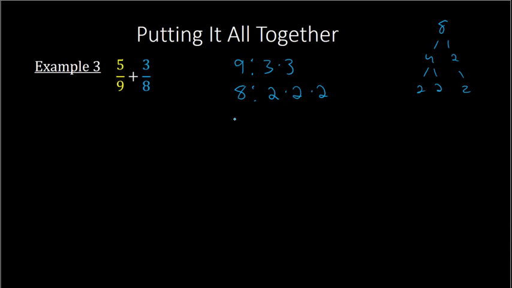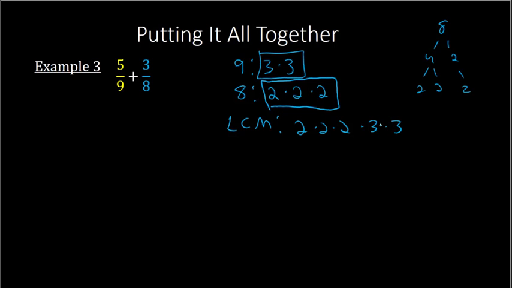So to find the least common multiple of these two numbers, the 9 and the 8, we see that there's 2's and 3's, and then remember we take the ones with the most of each. So 8 has the most 2's with 3 2's, so we take 3 2's, and then 9 has the most 3's with 2 3's, so we take 2 3's. Put it all together, and basically we're just multiplying 9 times 8 to get 72.